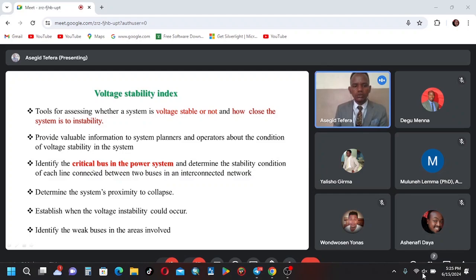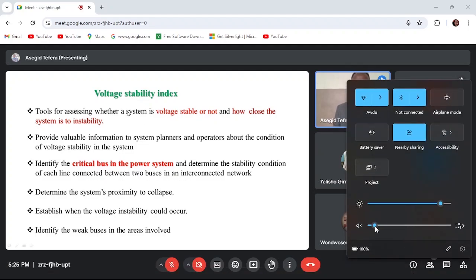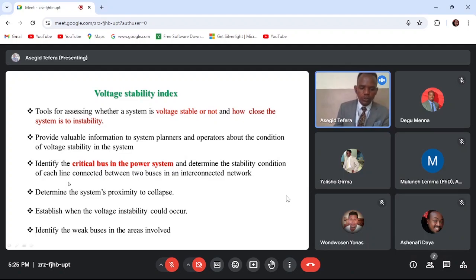So this voltage stability index also identifies the critical bus in the power system and determines the stability condition of each line connected between two buses in an interconnected network system. Generally, the voltage stability index is used to determine the system's proximity to the collapse point, establish when voltage instability could occur, and identify the weak bus in the area involved, where voltage drop or instability of the system occurs.